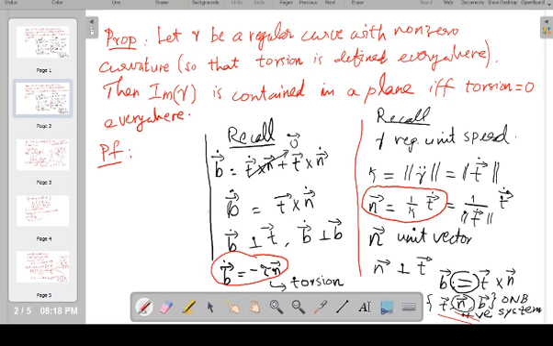Hi students, today we are going to prove this proposition. So this proposition essentially says what is the role of torsion for a space curve.